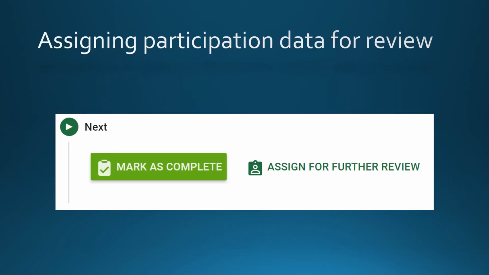You may choose to assign the data to another person to check once the program is complete. This way, the program data can be updated to reflect any participant absences or changes to the activities that occurred during the program. To assign the data, click on the Assign for Further Review button. A pop-up menu will prompt you to select the person you want to review the data. You can then choose to write a brief message to that person or just click the Assign button.